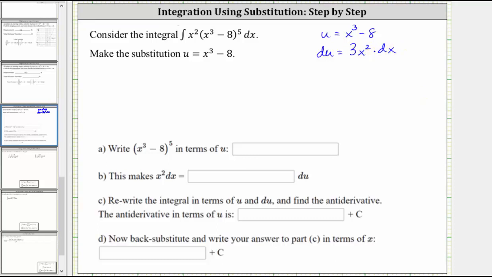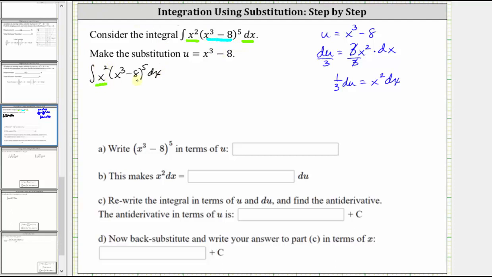Now looking at the integral, since we let u equal x cubed minus 8, this part of the integral is now u to the 5th, and notice how we're left with x squared dx. But we have 3x squared dx, which means the next step is to divide both sides by 3. So if we divide both sides by 3 and simplify, we now have 1/3 differential u is equal to x squared dx.